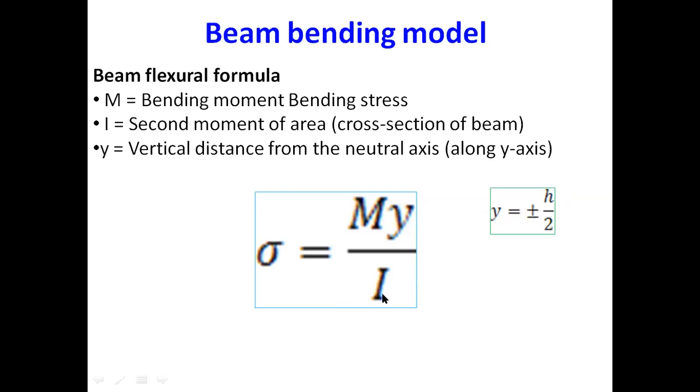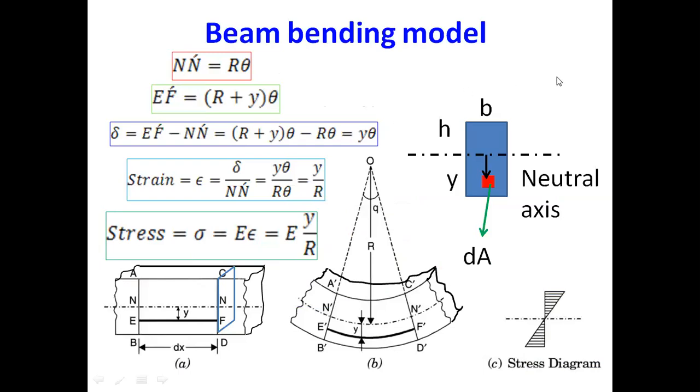And I is the second moment of area. So how do we prove this mathematical model for the bending stresses inside the beam? This mathematical model is also known as the beam flexural formula. We just discussed that if we have a beam subjected to loading, then the beam would bend and the beam would have a curvature.